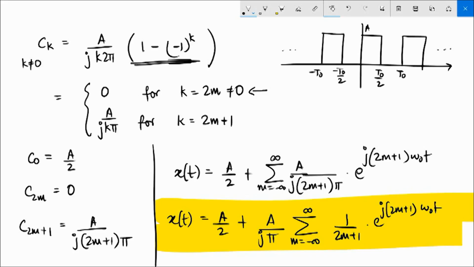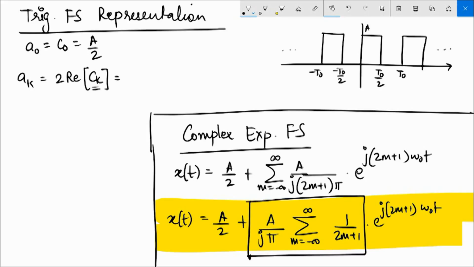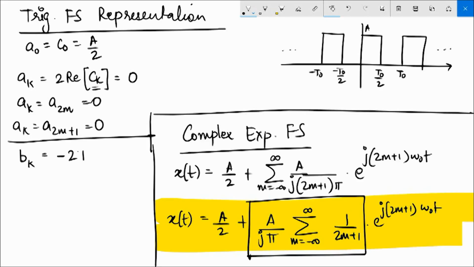How about the trigonometric representation, where a naught would be equal to c naught, which is a by 2. ak would be twice the real component of ck, remember, but ck came out to be a purely imaginary number. The real part is 0. ak for even case is also 0, and ak for odd case is also 0. What was bk? bk was minus twice the imaginary part of ck.